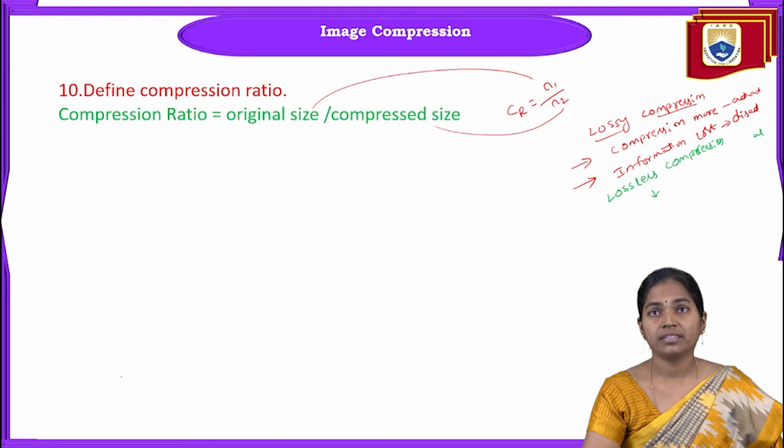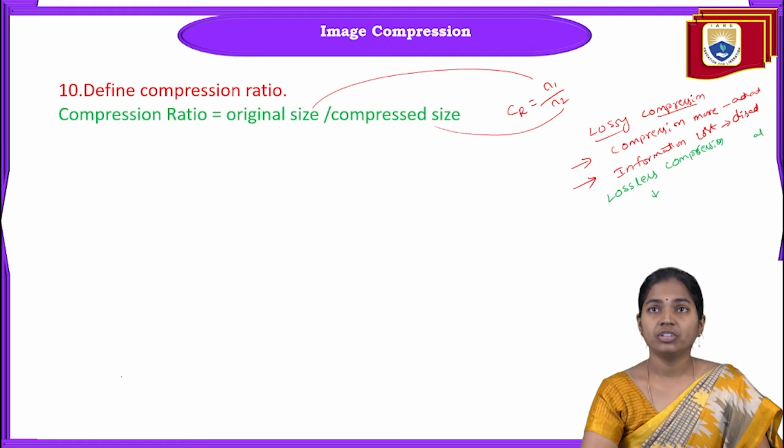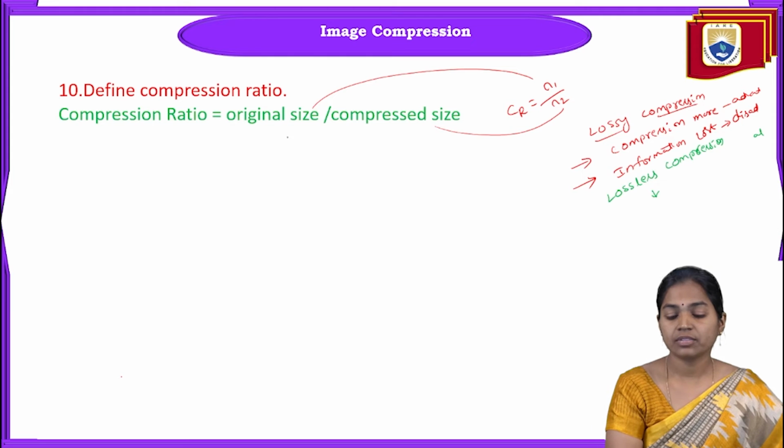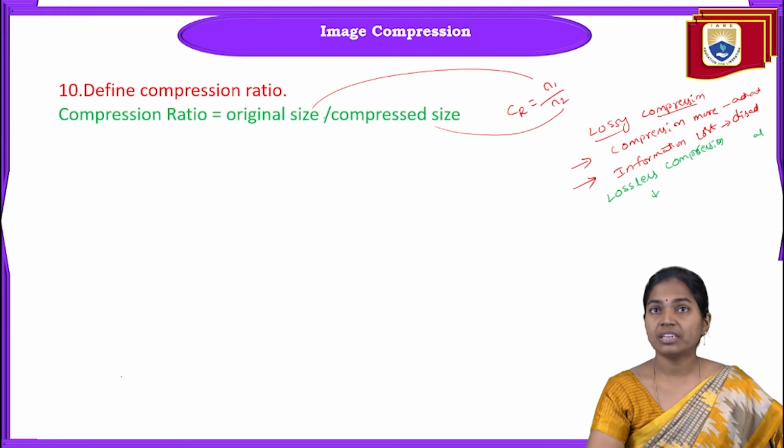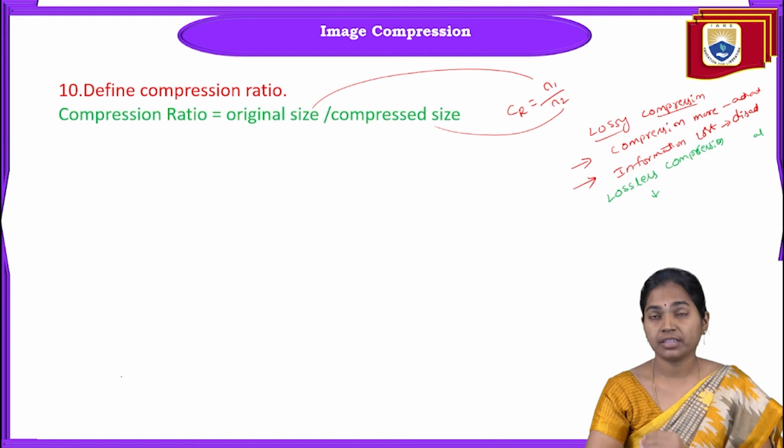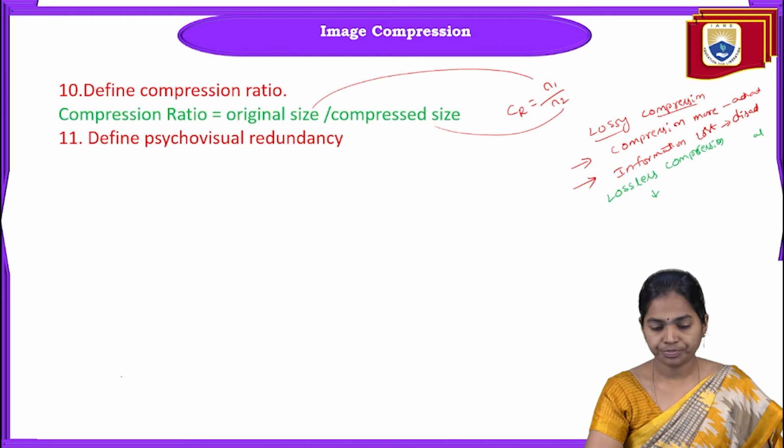How can we decide advantage and disadvantage? The original size is always greater than the compressed size when compression is done. This is the compression ratio. So the original size is always greater than the compressed size. N1 is the size of the original information and the compressed size is represented with N2. So N1 is always greater than N2.